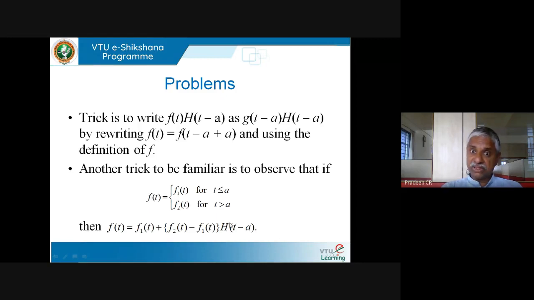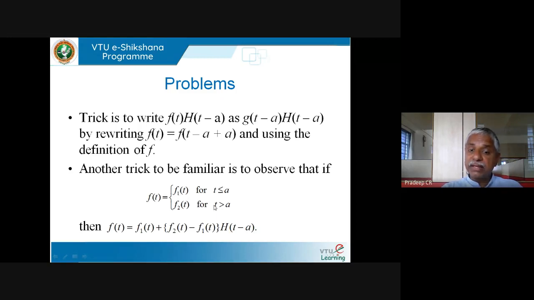That's zero. That's the definition of the Heaviside function or unit step function. H(t minus a) is zero if t is less than or equal to a. So that means this is zero if t is less than or equal to a. This is zero means this whole thing is zero. Then the right hand side expression is just f1(t). That's what I wanted. If t is less than or equal to a, it must be f1(t).